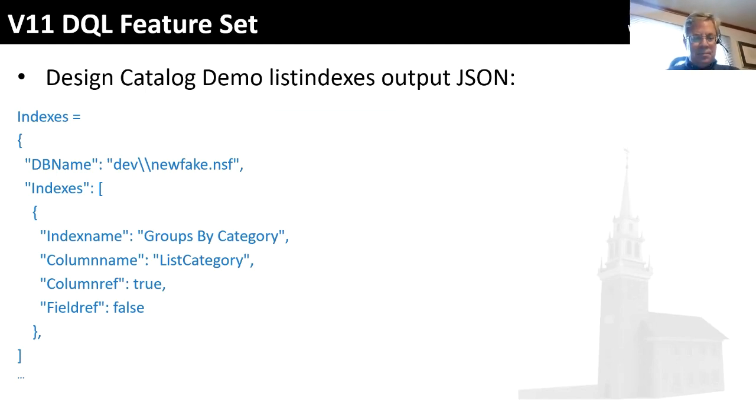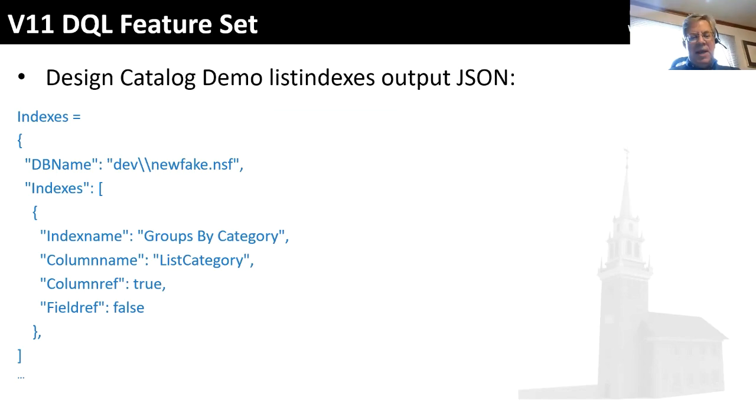So in this case, you can use a list category as a column ref. So this is 'groups by category'.'list category'. You can say equals value. You can do that, but you could not say the column name list category just as a field. Okay, so that shows you what's out there.